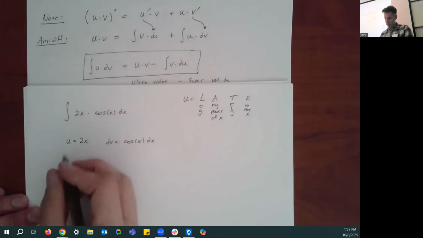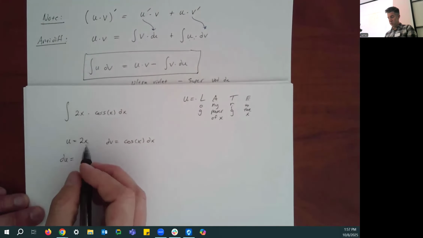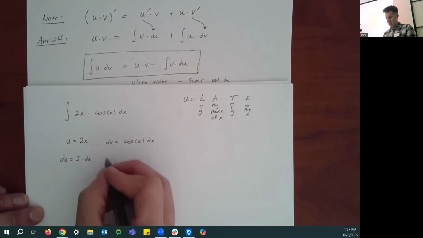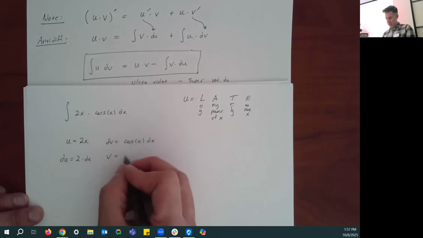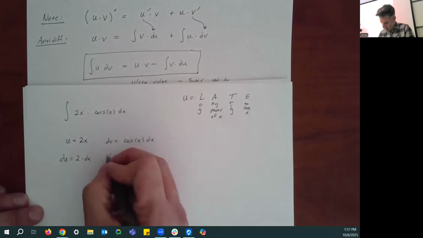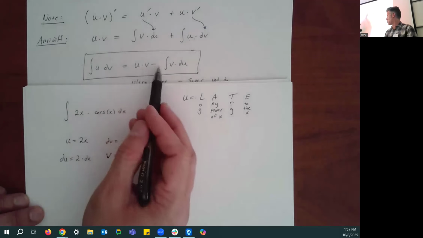So we need the du. So du is just the derivative of u times dx. So the derivative of 2x is 2 times dx. And our v is going to be the antiderivative of dv. So the antiderivative of cosine is sine of x. And then we're just going to toss all of this into the formula: uv minus the integral of v du.